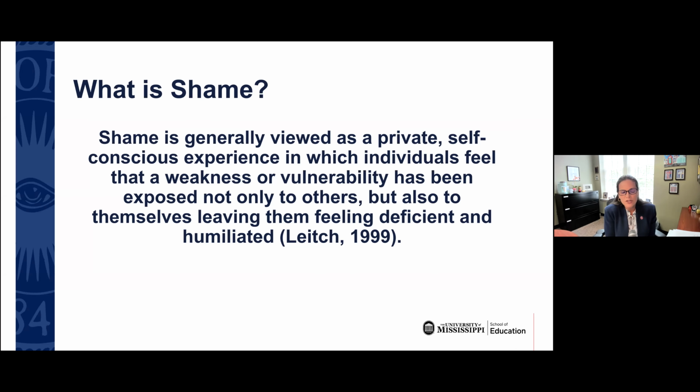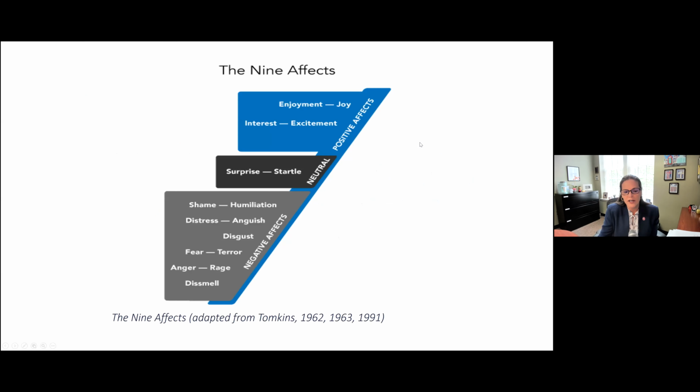So to start, we really need to determine what it is we're talking about. What is shame? What's the definition that we're using when we talk about shame? Shame is generally viewed as a private, self-conscious experience in which individuals feel that a weakness or vulnerability has been exposed, not only to others, but also to themselves, leaving them feeling deficient and humiliated. When we talk about shame, we're really talking about shame as one of the 9 primary affects or emotions as defined by Sylvan Tompkins. He's a psychologist.